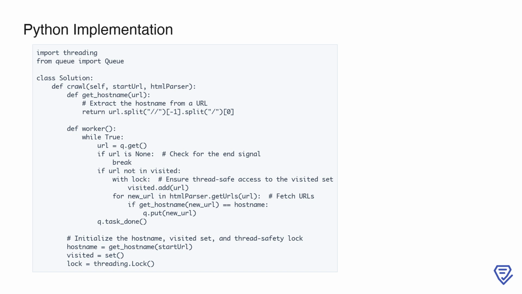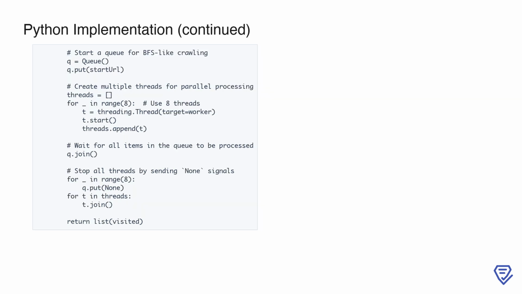Finally, we initialize some critical variables: hostname to store the domain of the starting URL, visited to track the URLs we've already crawled, and lock to manage thread-safe operations. Now, we initialize the queue to manage the URLs to be processed, starting with the initial URL, startUrl. To enable multi-threaded crawling, we create a list to hold threads and start 8 worker threads, each running the worker function. These threads work in parallel, processing URLs from the queue.